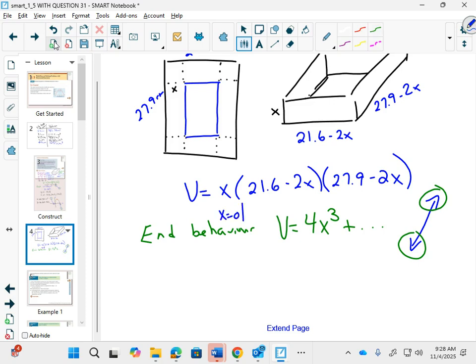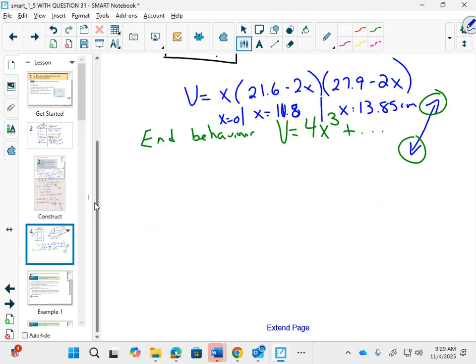X equals 0. X equals 21.6 divided by 2, 10.8. And x equals 27.9 divided by 2, 13.85. Should it be 10.8 instead of 11.30? Yes, thank you. 10.8 and 13.85.